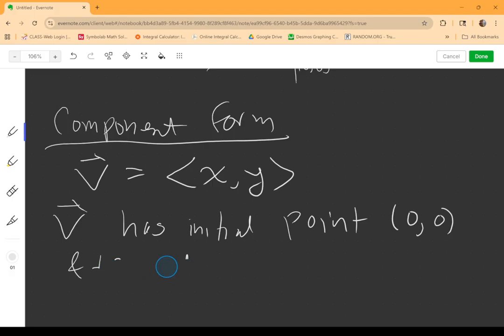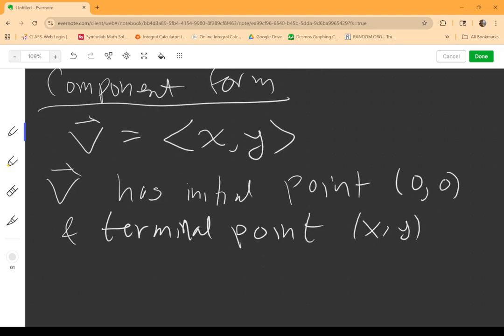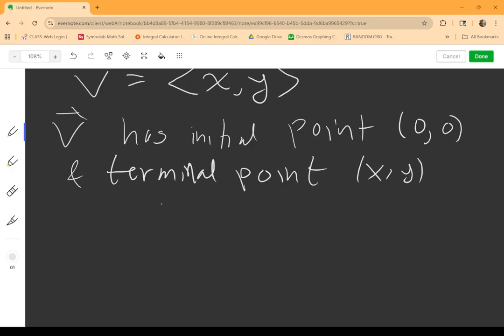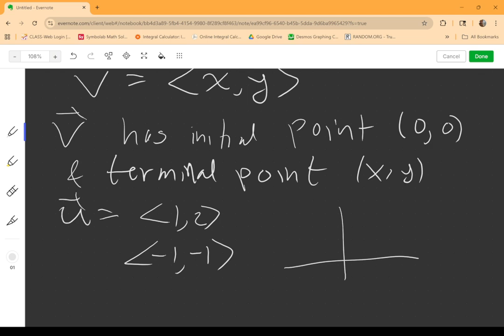V has initial point of 0, 0 and a terminal point of x, y. All right, so if we have some vector u equal to 1, 2, and w equal to -1, -1, both of these have initial point at 0, 0. And then 1, 2 here, that's the point 1, 2.